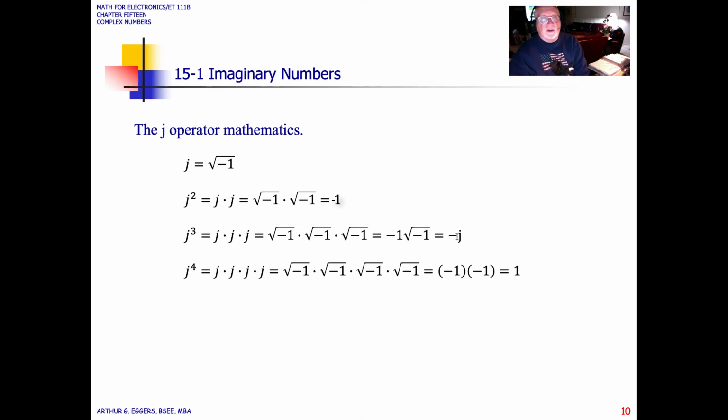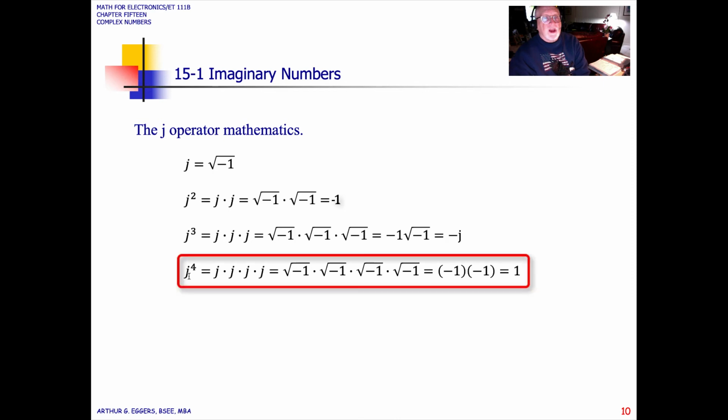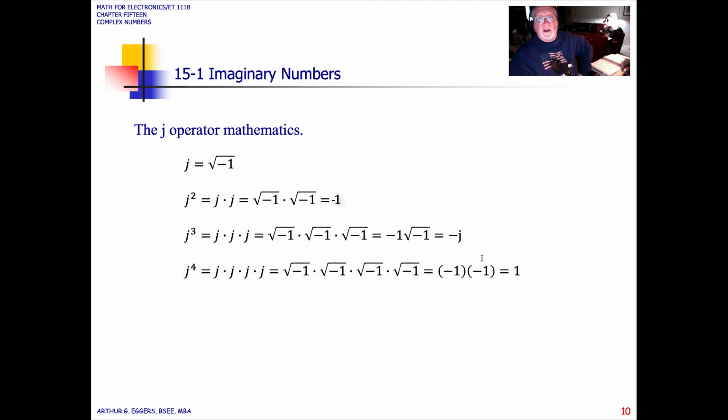Odd values, negative. So j to the fourth power, if we quadruple it now, and we multiply 4 of the square root of minus 1s together, 2 of the terms we've already defined here and seen become a minus 1, and so we end up with a value of 1 positive. Okay? So we've seen that here and we've seen that there.